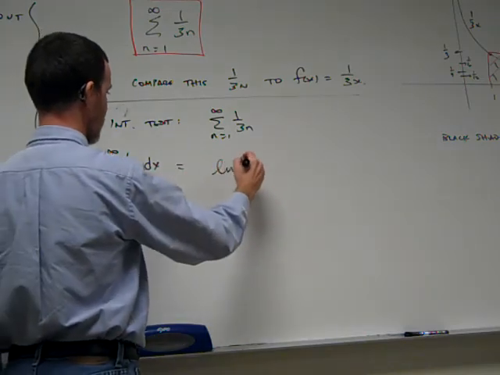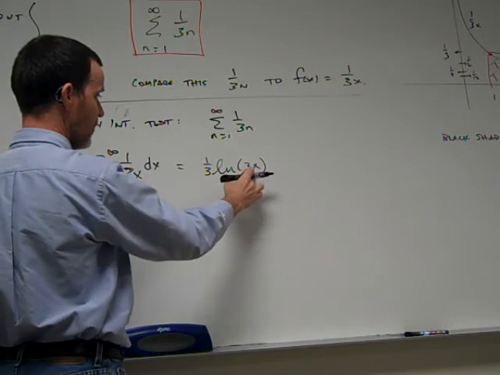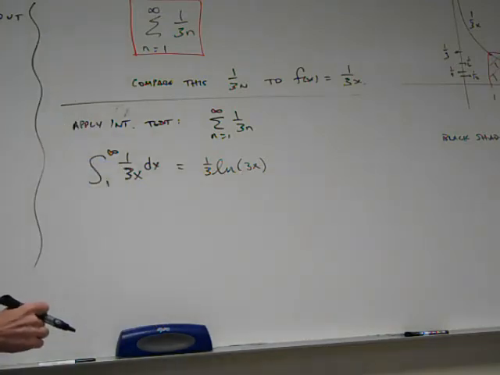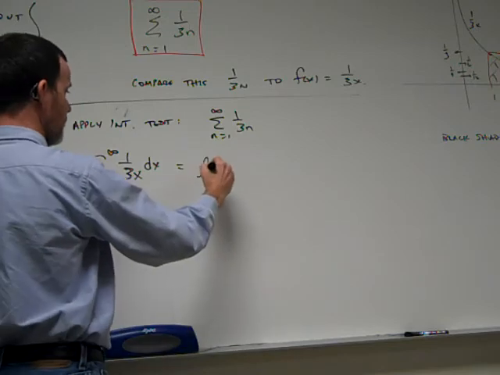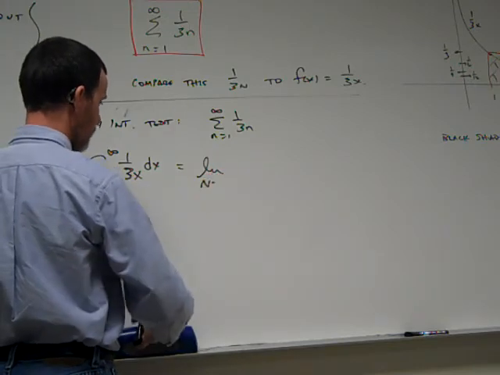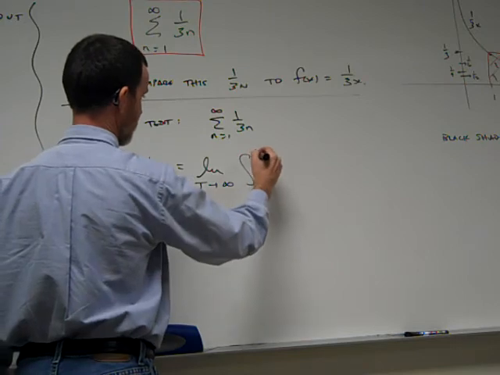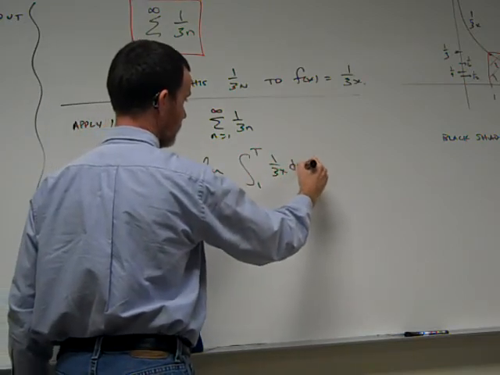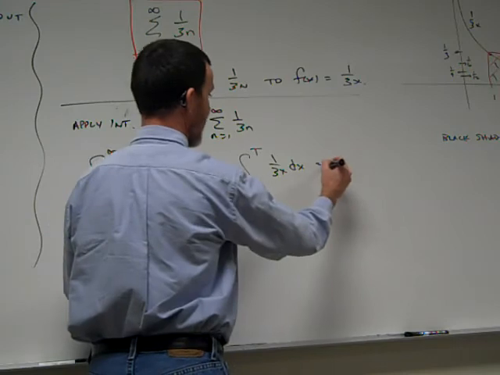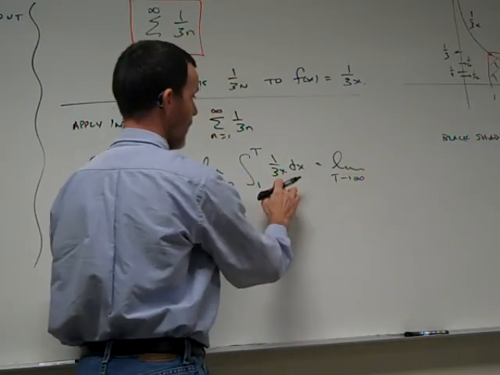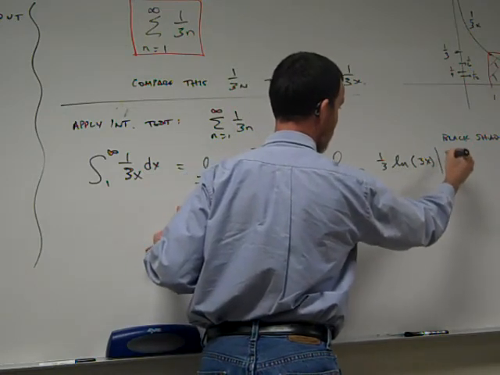Okay, here we go. I think it's the natural log of 3x with a third out front. Because if I took the derivative of that, I'd have 1 over 3x times the derivative of the inside, which would be 3. An infinite integral means you've got to do a limit. Now, limit as t goes to infinity. I integrate it, I get 1/3 natural log of 3x from 1 to t.